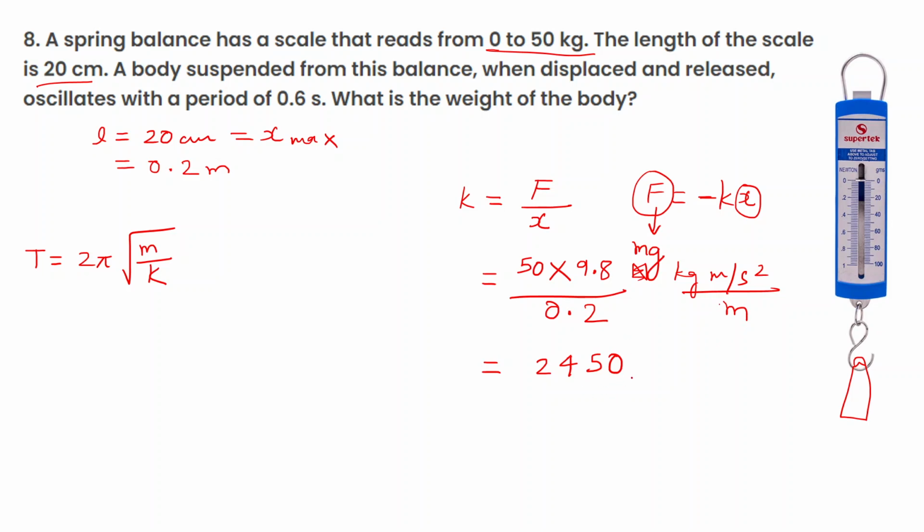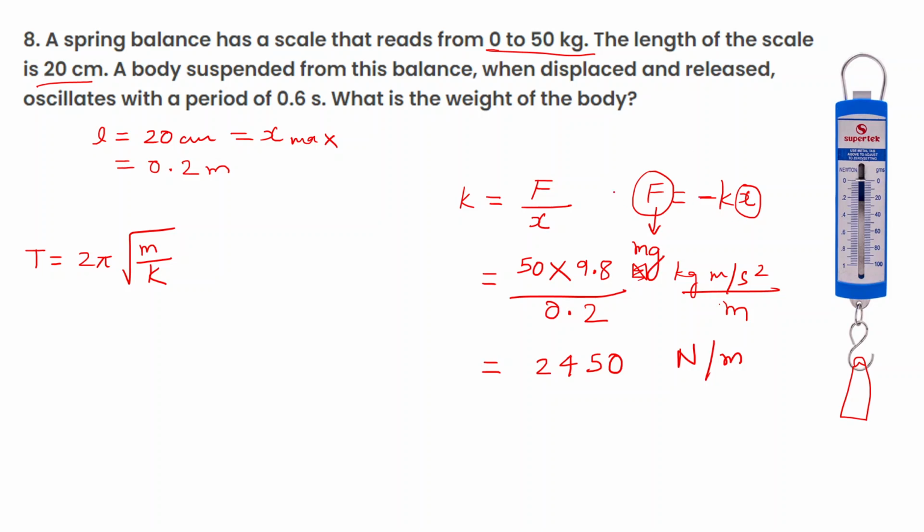Okay, anyway, so this is 2450, or kg meter per second square is also called Newton, right? So we can either call it Newton per meter, or we can call it kg per second square also. So finally we want to calculate the time period. This we just did to find out the restoring force.